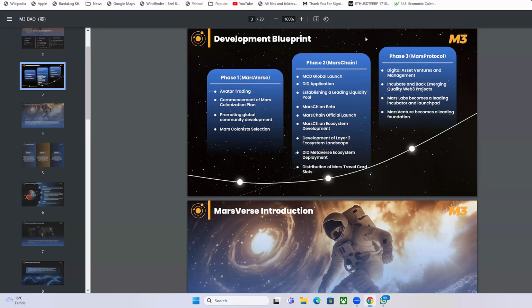Sorry. So in this case, we have the tokenomics, only 2.1 million tokens available. And out of the 2.1 million tokens, 90% will be distributed during this.